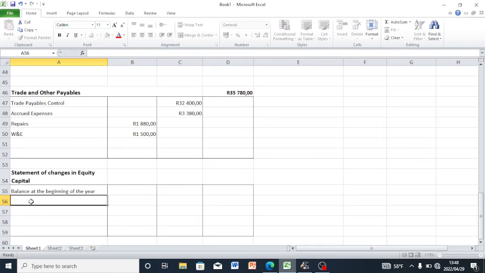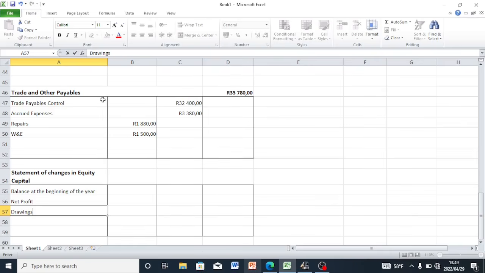Following the balance, it's our net profit. And then following the net profit, it's our drawings. And then contributions, if there are any additional contributions to our capital. So our balance at the end of the year is going to be recorded on this column, our balance at the end of the year. So here's what we are going to do.